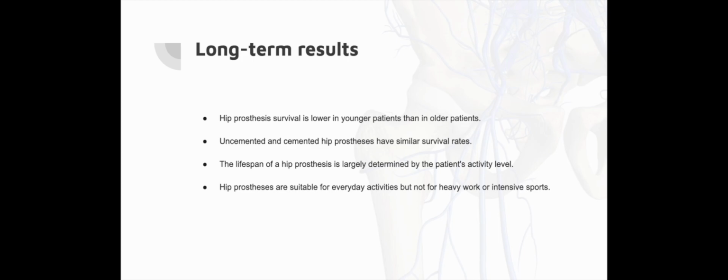Regardless of the type, the lifespan of the hip prosthesis is largely determined by the patient's activity level. The media attention to everything related to prosthesis suggests that patients with an artificial hip can do everything again. This appears to be the case in the short term, but the damage accumulates and it is at the expense of the ultimate lifespan. Although a hip prosthesis is suitable for everyday activities such as walking, cycling, swimming, and light occupational activities, it is unsuitable for heavy work or intense sports. Patients must be adequately informed about this.